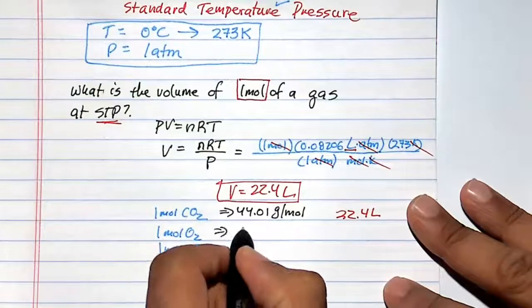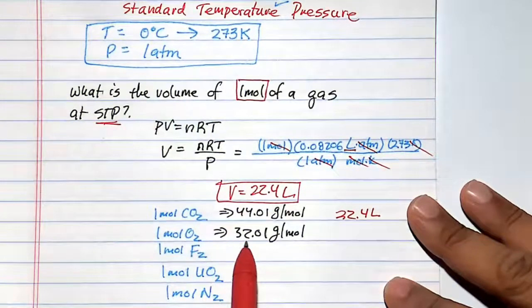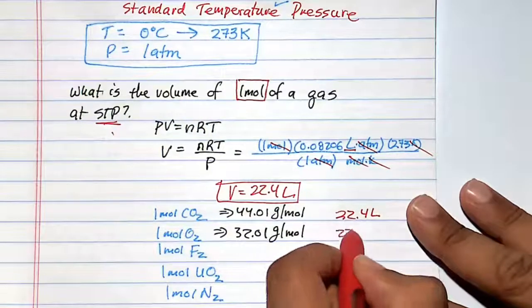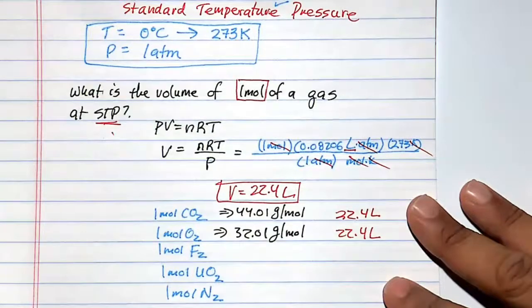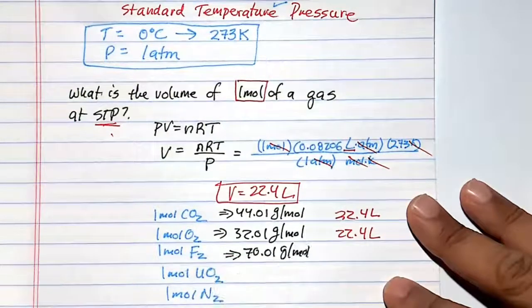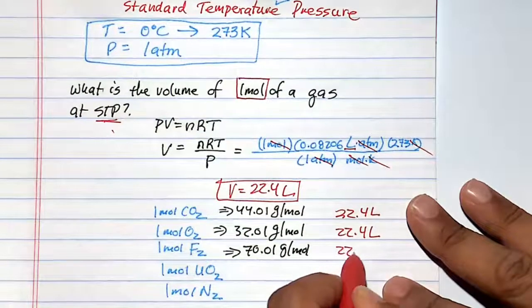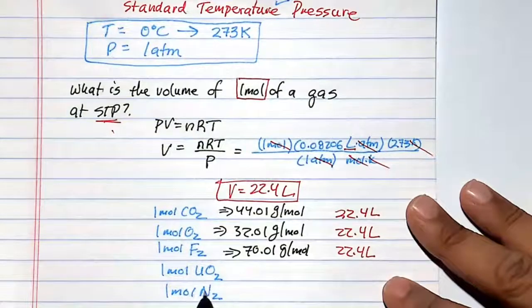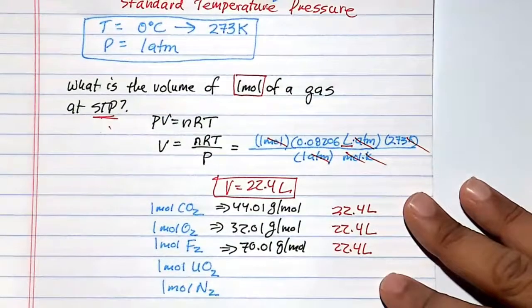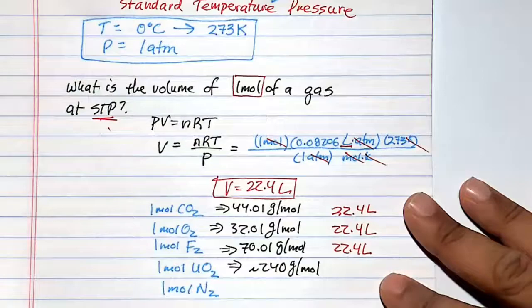1 mole of oxygen gas, 32.01 grams per mole. Well, if I have 1 mole of oxygen gas at STP, it still will occupy 22.4 liters. If I have 1 mole of F2 gas, fluorine gas, that's roughly 70.01 grams per mole. 1 mole of fluorine gas at STP will still occupy 22.4 liters. If I have 1 mole of uranium dioxide, this strange gas with a molecular weight of roughly 240 grams per mole, that's huge.